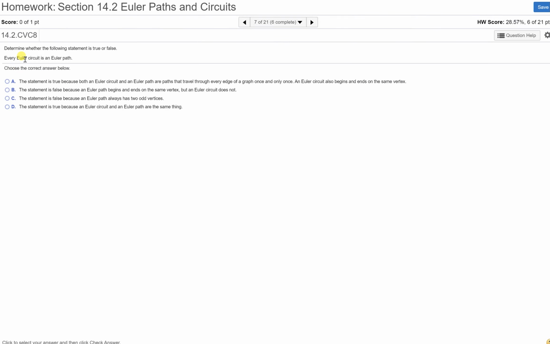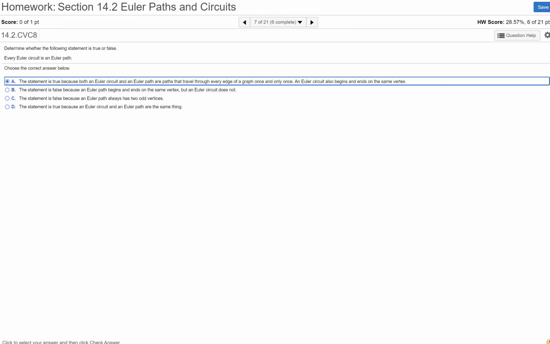Let's see. Every Euler circuit is an Euler path. That is true. Not every path is a circuit. Okay, you can have a path. Remember, a path doesn't necessarily start and stop in the same place. But a path just means you crossed over every bridge once. Or the circuit means you cross over every bridge once and you started and stopped at the same place. So this is true. The Euler circuit and Euler path are paths that travel through every edge once and only once. Okay, so it's A.